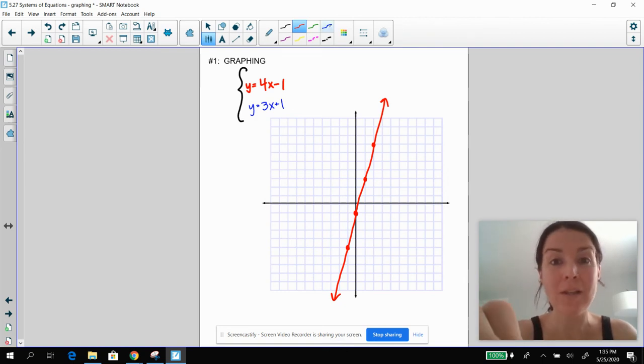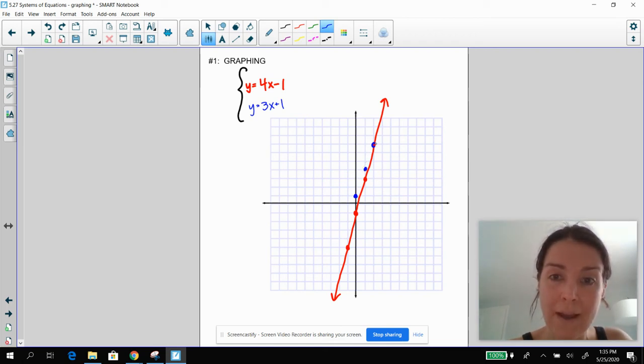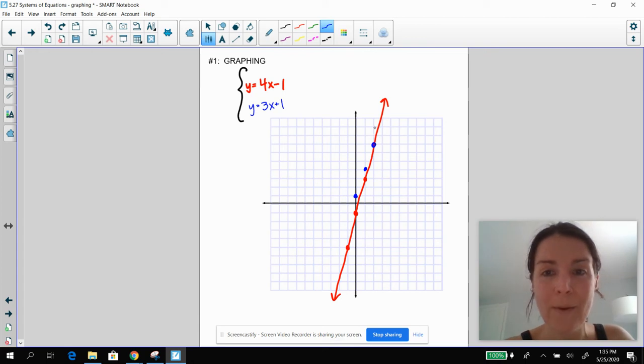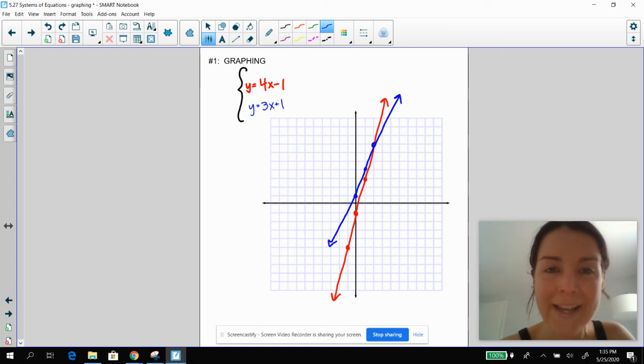All right, and now let's try the blue one. So my y-intercept is 1, and then I'm going to go up 1, 2, 3 over 1, up 1, 2, 3 over 1, up 1, 2, 3 over 1. Interesting. Look at our nice little lines.